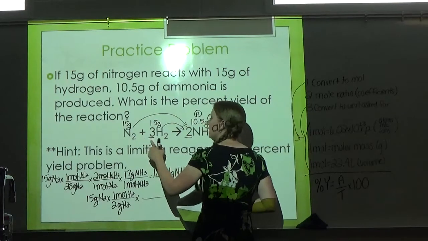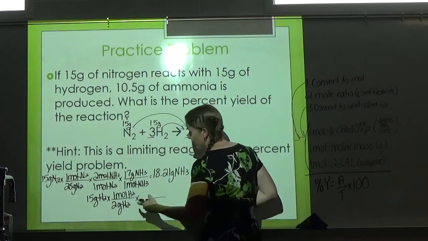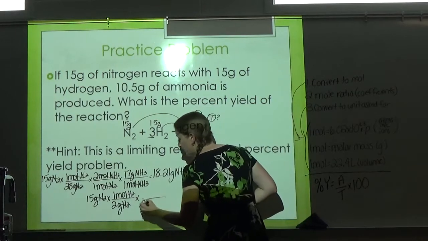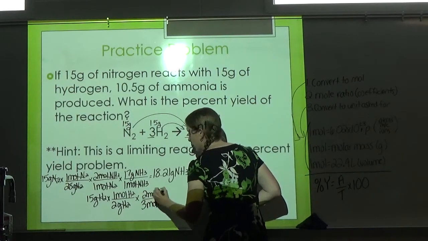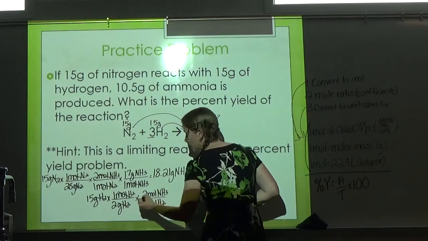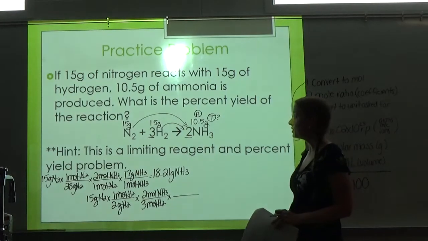All right, next step is mole ratio using coefficients. So I can see that 3 moles of hydrogen yields 2 moles of ammonia, or NH3. Since hydrogen's on top, I'll put my 3 moles of hydrogen on bottom, my 2 moles of ammonia on top. So my moles cancel. I've officially switched over to NH3, which is good.